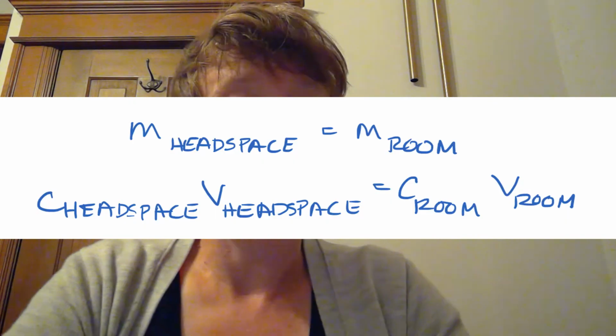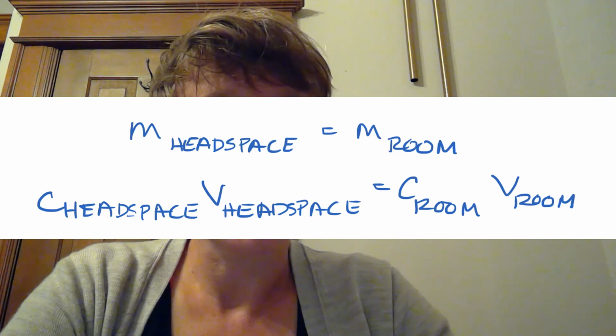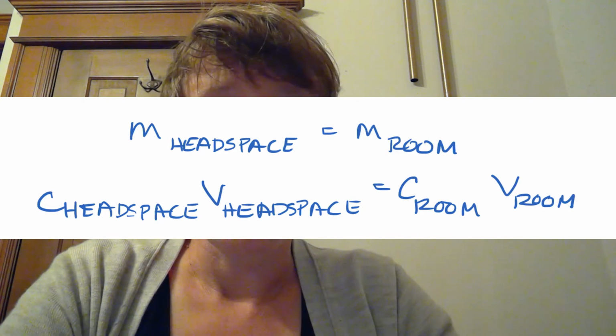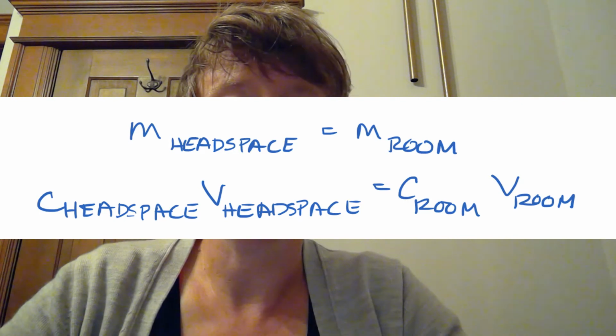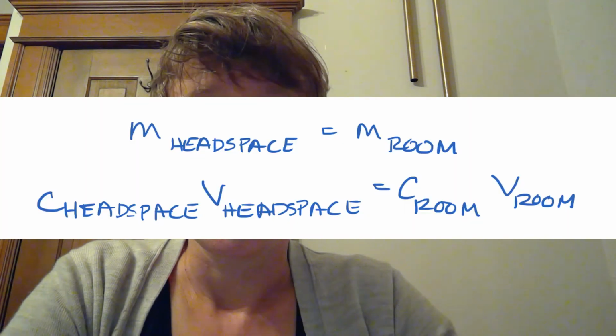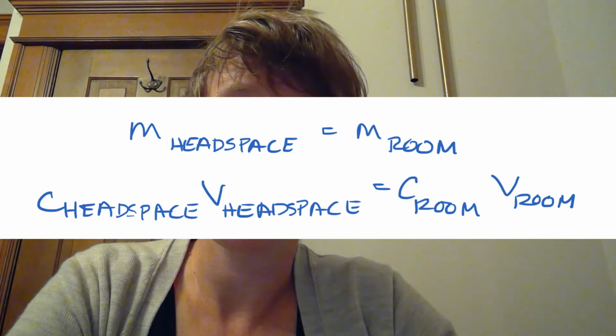So if we look at our law of conservation of mass, we can say, given these assumptions, that the mass in the headspace is going to end up equaling the mass in the room. And then what we want to do is figure out what those masses are. So we can do this by multiplying the concentration of acetic acid in the headspace by the volume, and then the concentration in the room by the volume of the room.